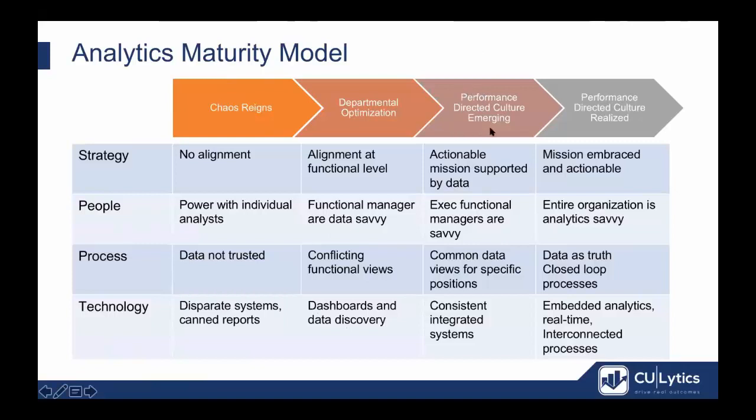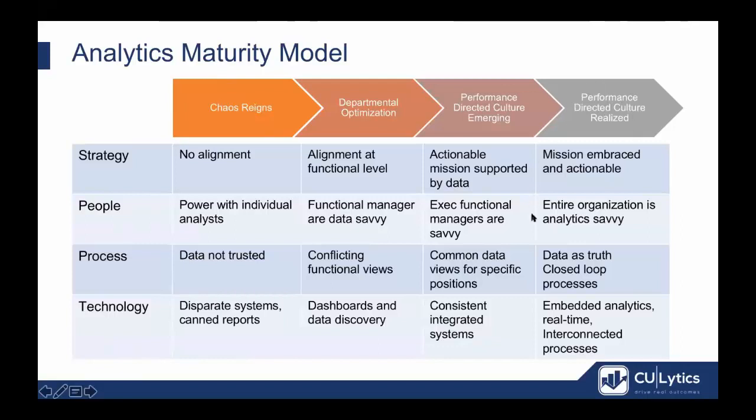Then the next phase, when the organizations start becoming more mature, we see that they have an actionable mission that is supported by data. Here, the executive functional managers tend to become more data savvy. There is no more dependence on individuals. And if that individual is not there, there is someone else who is able to pick up those things. There are common data views for specific positions, meaning for a specific customer journey, which may span multiple business functions. And then the overall integrated system is evolving.